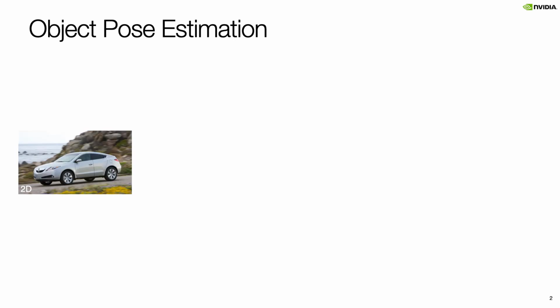In object pose estimation, we are given a 2D image depicting an object, and also the 3D CAD model of this object. Our goal is to detect the object in this 2D image and also to estimate its 3D rotation and translation with respect to the camera.